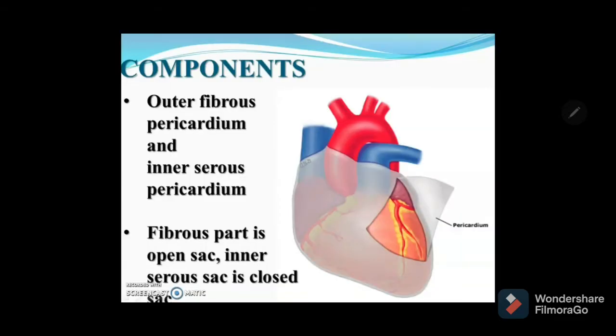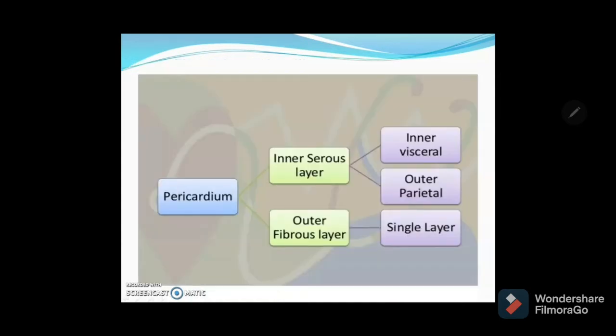Next we are going to the components. What are the components? It has an outer fibrous pericardium and an inner serous pericardium. The outer fibrous part is an open sac, just like a plastic carry bag, whereas the inner serous sac is a closed sac, just like a balloon. It is similar to the pleura covering the lungs. So pericardium has two components, outer fibrous and inner serous.